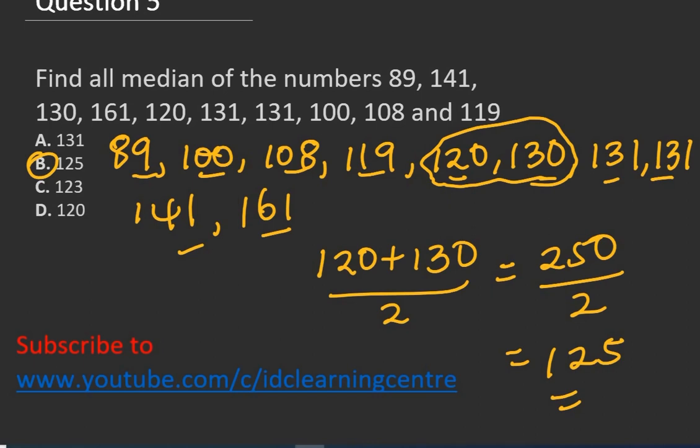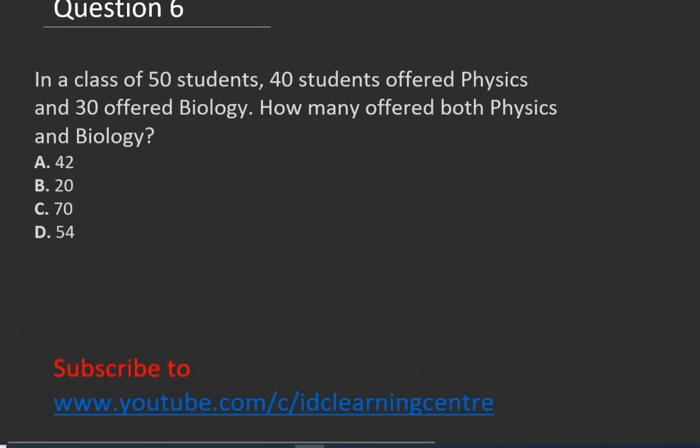Okay, now let's look at question 6. Question 6 is, in a class of 50 students, 40 students offered physics and 30 offered biology. How many offered both physics and biology? Okay, total number of students.